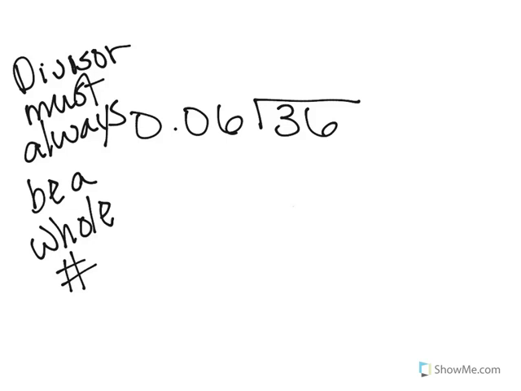So, what am I going to do? I'm going to multiply by a power of 10 to make it a whole number. This becomes 6. But the property of this is similar to a fraction. In a fraction, whatever you do to the numerator, you do to the denominator. In a division problem, whatever I do to the divisor, I do to the dividend.